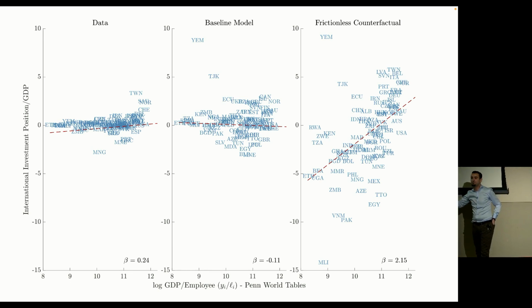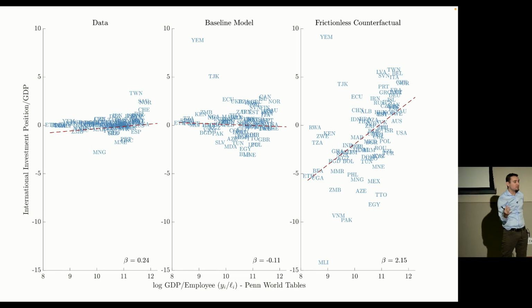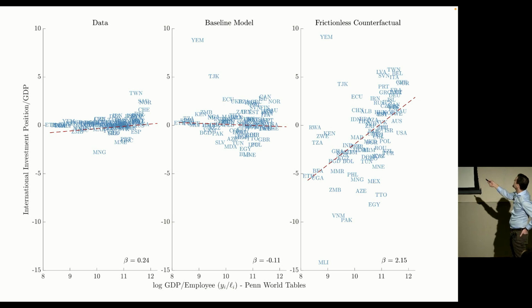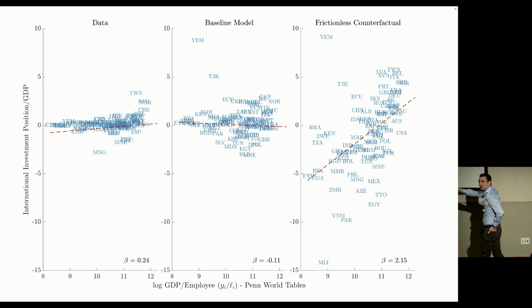Given these big MPK differences between countries, we would expect rich countries to be net providers of capital, so to be net savers. And instead, there is basically no relationship between the net international investment position and the GDP per employee, both in the data and in our model, which behaves very similarly. What happens when you remove all of these frictions? Boom, all of a sudden you have a very strong positive relationship between the level of income and the net international investment position. Basically, rich countries become net providers of capital to poor countries, okay?